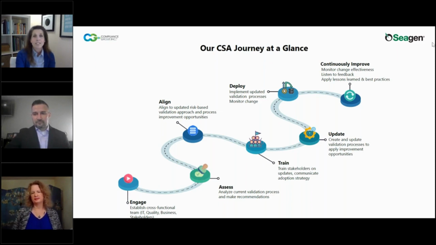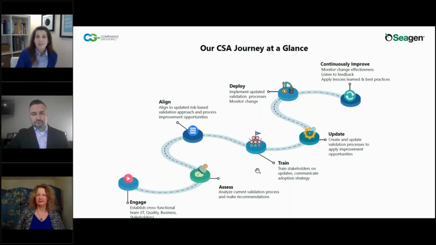We needed to assess what we had and figure out what recommendations we needed to make for our future state. We then worked to align our processes and our approach to validation with those recommendations. This involved updating our risk assessment approach to include the CSA concepts. We'll talk about that more on the next slides.